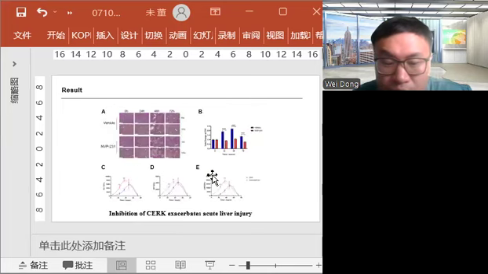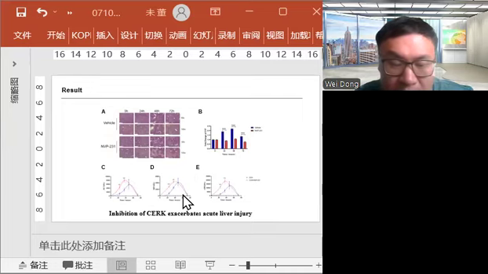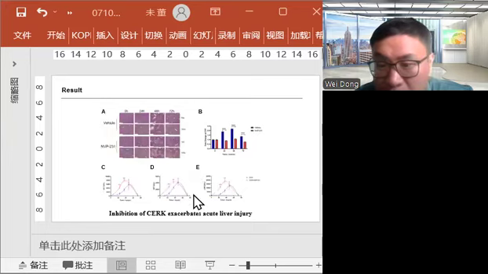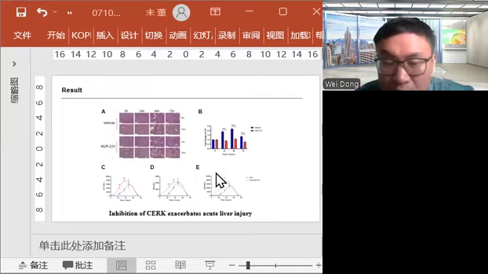Then treatment with the CERK inhibitor NVP-231 in vivo will exacerbate acute liver injury, leading to an earlier peak of the liver enzymes and a bigger area of apoptosis, which indicates a protective role of CERK against liver damage.